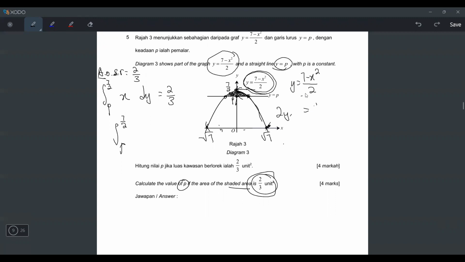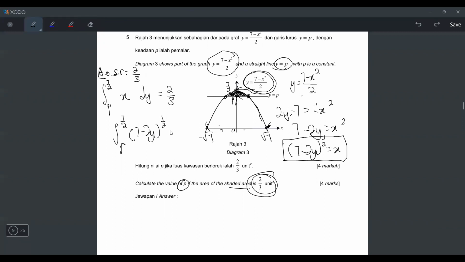2 times y is 2y, and then plus 7 moved over becomes minus 7, equals negative x squared. Then x squared equals, moving the negative over, 2y becomes minus 2y, minus 7 becomes 7, so x equals the square root of 7 minus 2y, which is power 1 over 2. So this is my x equation. This whole x I can put in here: the integral of 7 minus 2y, power 1 over 2, dy, equals 2 over 3.